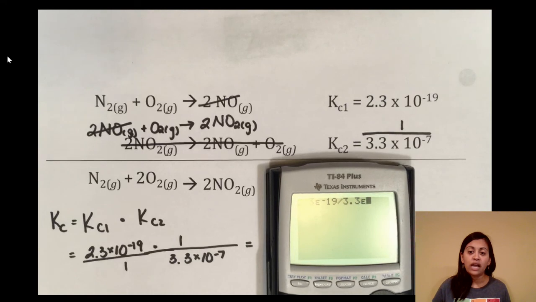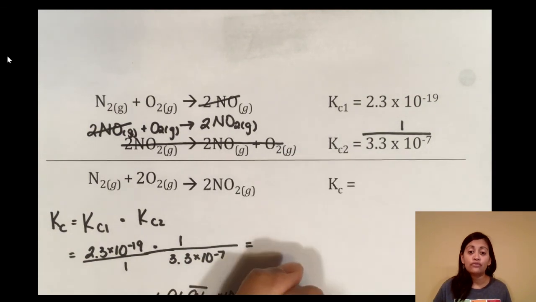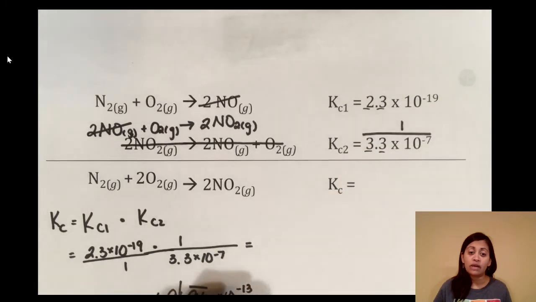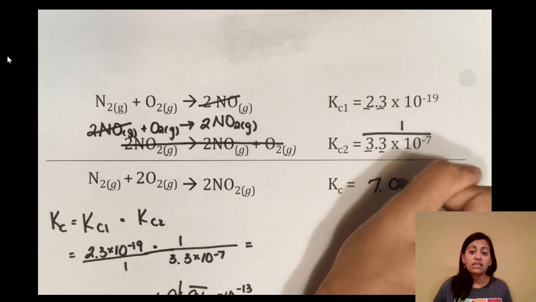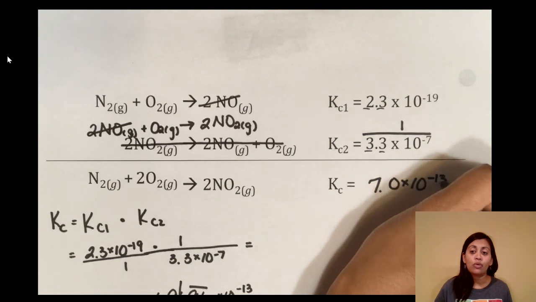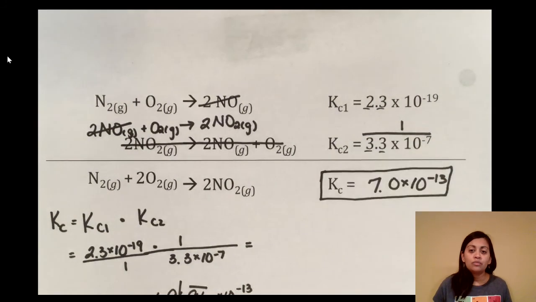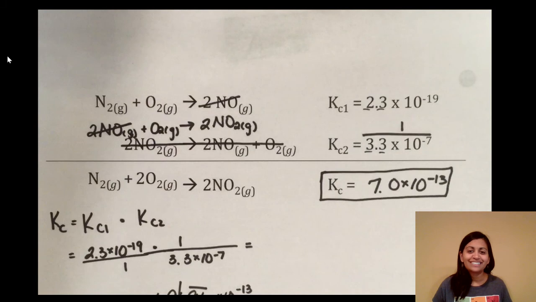As we do that, we end up seeing that we have multiple values in there. So it's 6.96 repeating. If we look, however, at the original numbers, we have to take a look at sig figs. The first KC1 had 2 sig figs, and KC2 also had 2 sig figs. So we're going to round the 6.96 to be 7.0, and of course match up the 10 to the negative 13 for your exponent. So make sure you box your final answer.